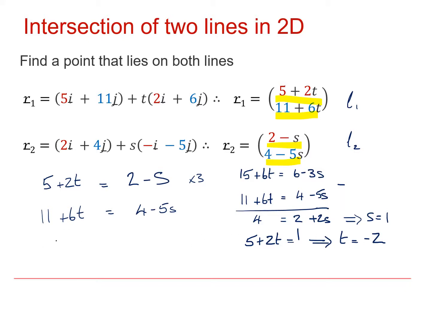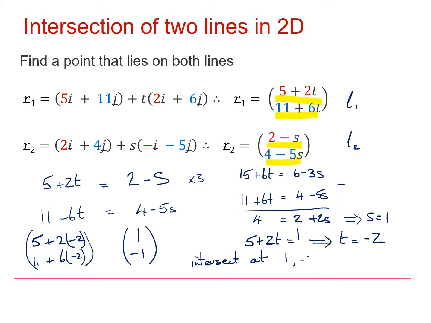Let's pick t equals minus 2 and plug it into L1. So that would suggest that 5 plus 2 lots of minus 2 and 11 plus 6 lots of minus 2 will give me my point of intersection, and I get 1 and I get minus 1. So they intersect at (1, -1).